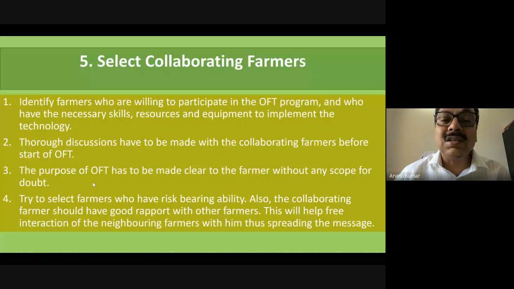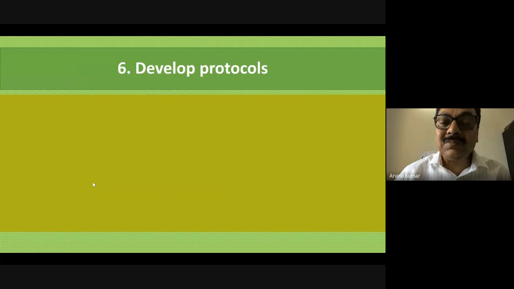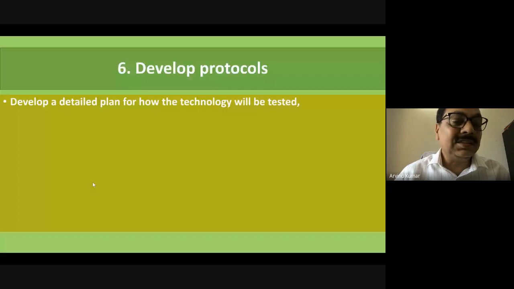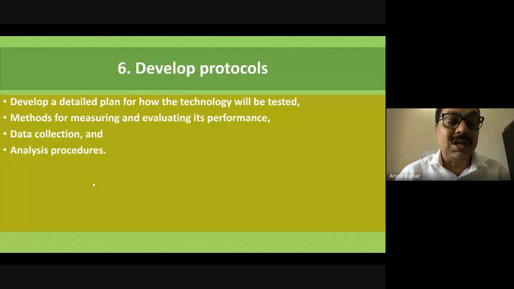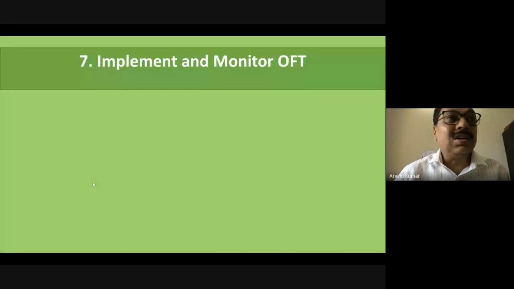So this will help free interaction of the neighboring farmers with him and disseminate the message you want to convey. Then develop the protocols. Protocol means plan. Develop a detailed plan of how the technology will be tested and the method for measuring and evaluating its performance. So how you are going to measure and evaluate, whether in terms of yield or in other terms. How you are going to collect the data and how you will do the analysis. So all the procedures should be clear. Then implement and monitor OFT.